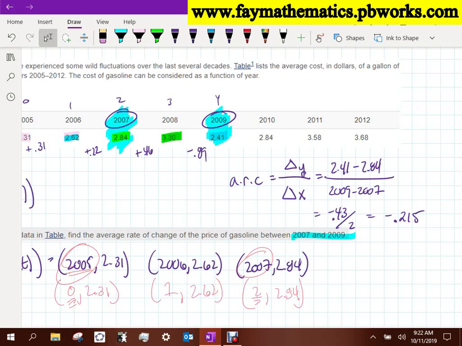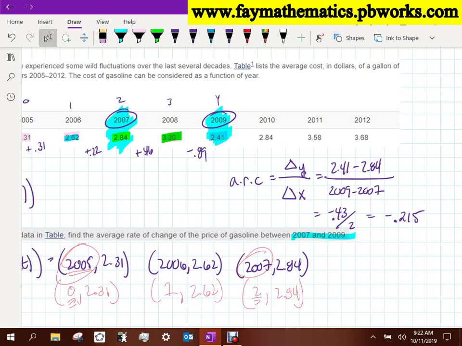So what it's saying is, even though between 2007 to 2008, we saw an increase in price, correct? We saw a 46-cent increase. And then from 3 to 4, or 2008 to 2009, we saw an 89-cent decrease. Well, that means we went up and we also went down, right? Okay, so at those specific data points, we don't experience a negative 0.215, but overall, averaged out along those 2 years, we experienced a 21.5-cent decrease per year. Does that make sense?